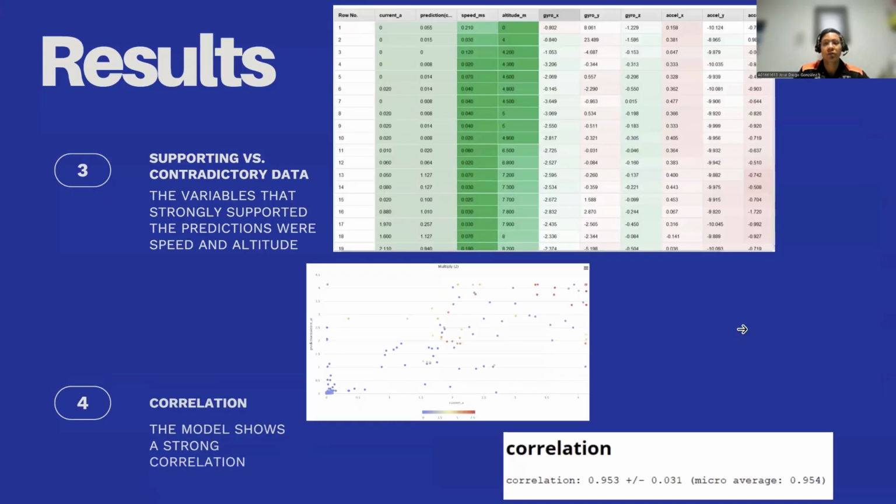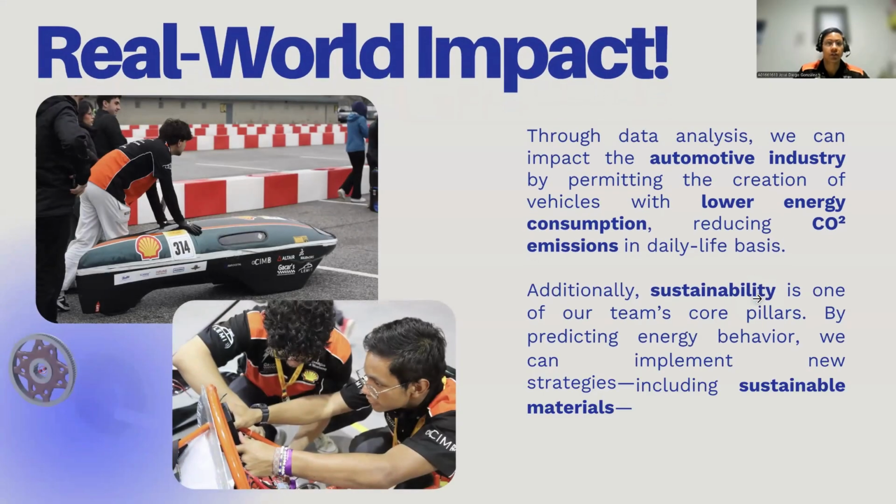Another result we got is this table that shows which variables support and contradict the predictions made by the model, and by how much. In this case, speed and altitude were also the ones that influenced the most. And finally, the correlation has a value of 0.953, which is a strong one, and can be confirmed by looking at the scatter graph of current versus predicted current.